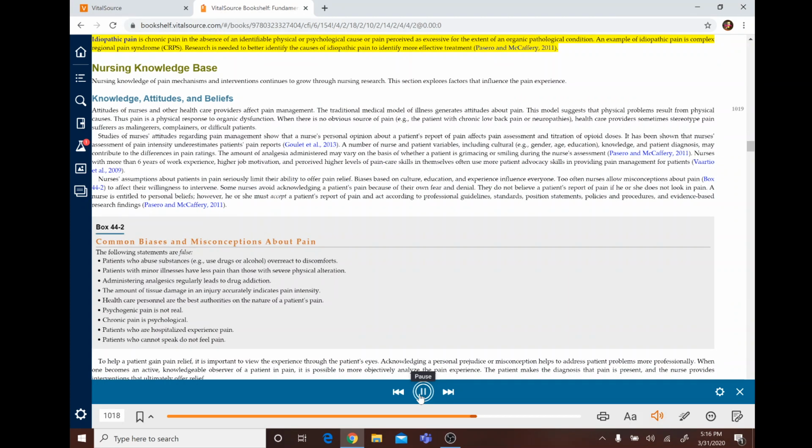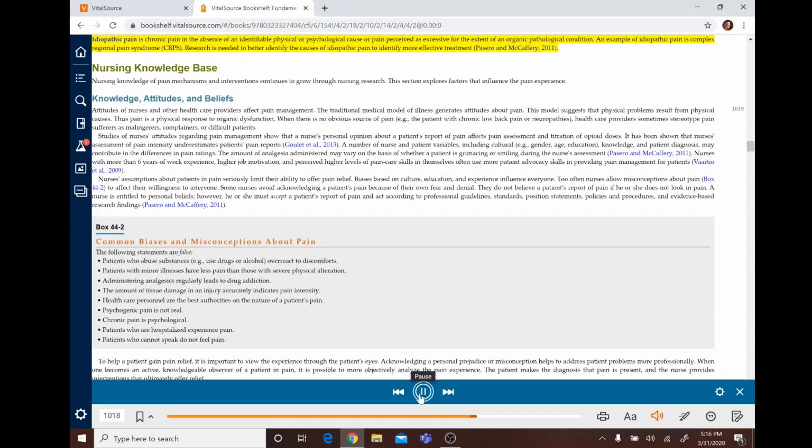Idiopathic pain is chronic pain in the absence of an identifiable physical or psychological cause, or pain perceived as excessive for the extent of an organic pathological condition. An example of idiopathic pain is complex regional pain syndrome, CRPS. Research is needed to better identify the causes of idiopathic pain to identify more effective treatment.